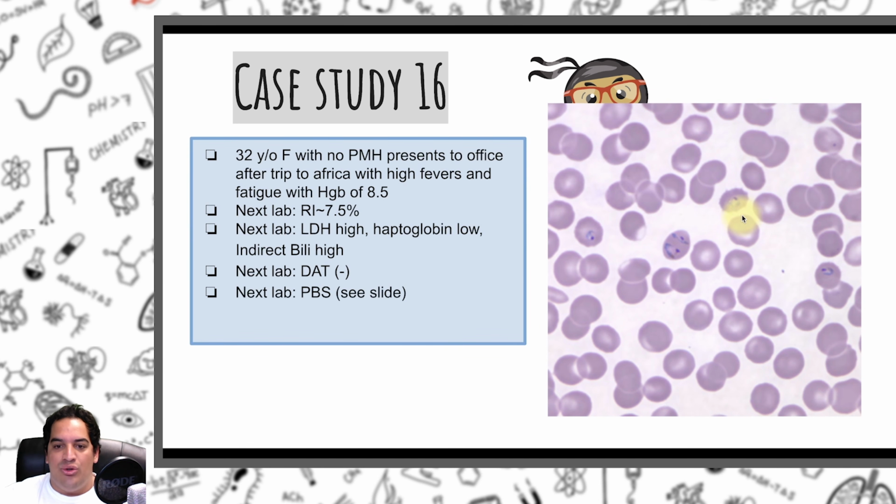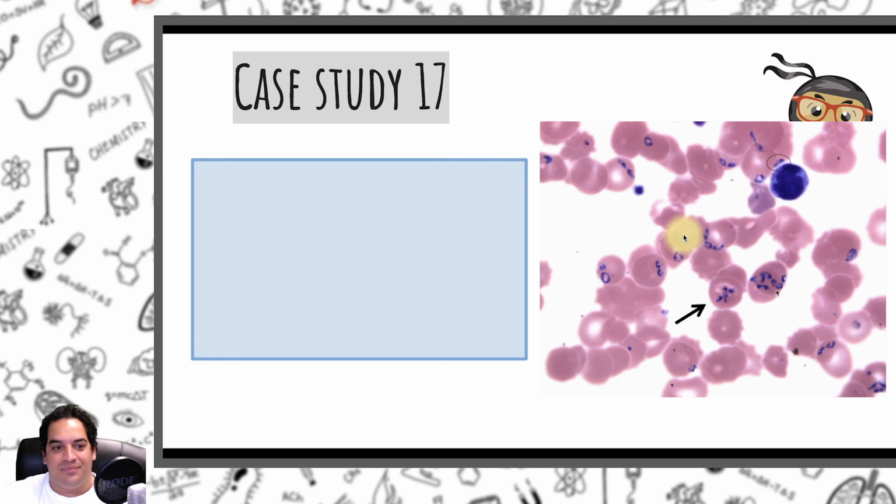I see inclusions inside of these, and they don't look like a cross, like a Maltese cross. And I have a trip to Africa with high fevers and fatigue. I think it's malaria. This is classic Plasmodium falciparum. So I got malaria. All right, next one.